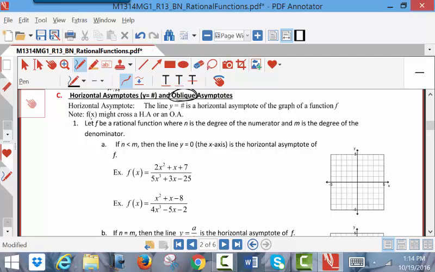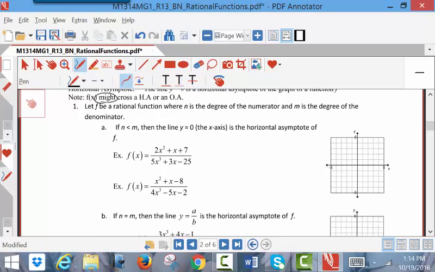But look at this note. Your function might cross a horizontal asymptote or an oblique asymptote. You never cross a vertical asymptote, but you would cross a horizontal or an oblique. So in the back of your mind, be aware that that can happen. All right, so how in the world do we find horizontal asymptotes and oblique asymptotes? It's all based on the degree of the numerator and the degree of the denominator. For this first example, the numerator is a second degree polynomial, and the denominator is a third degree polynomial.